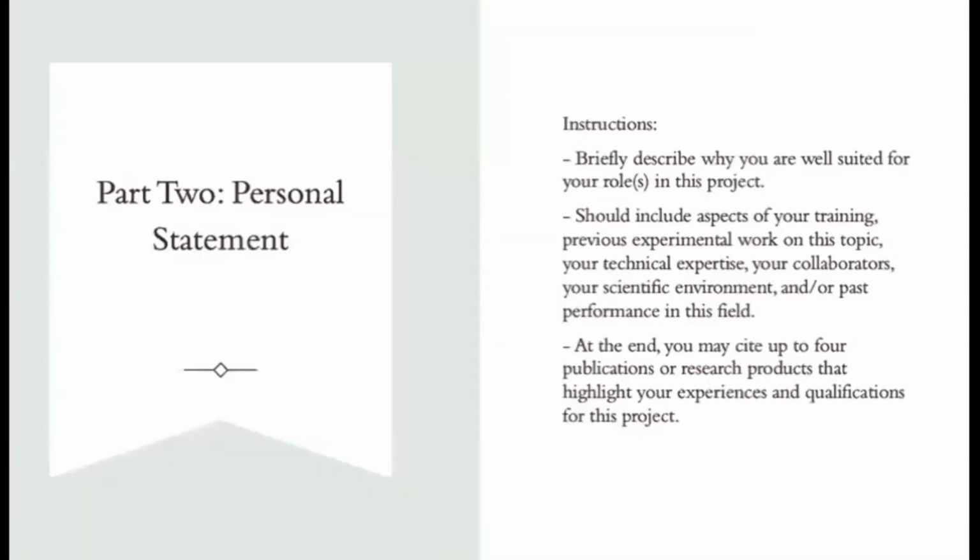Part 2 is the personal statement. The instructions are as follows. Briefly describe why you are well suited for your role or roles in this project. The personal statement should include aspects of your training, previous experimental work, your technical expertise, your collaborators, your scientific environment, and past performance in this field. At the end, you may cite up to 4 publications or research products that highlight your experiences and qualifications for this project. Not explicitly written in the instructions, but the personal statement should be written in the first person and should fit on the first page, excluding the 4 citations.